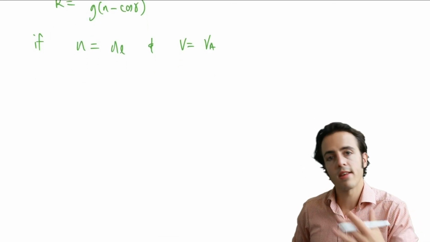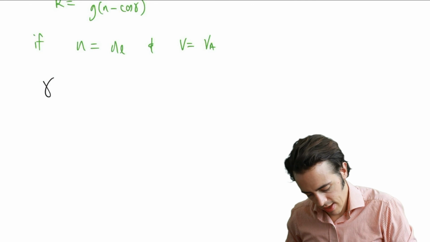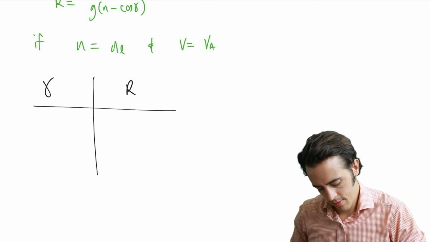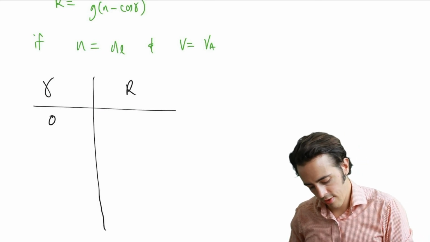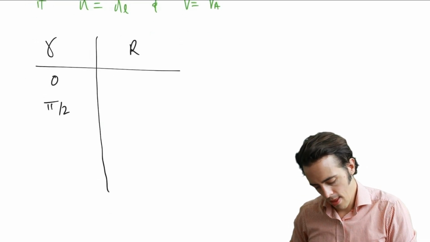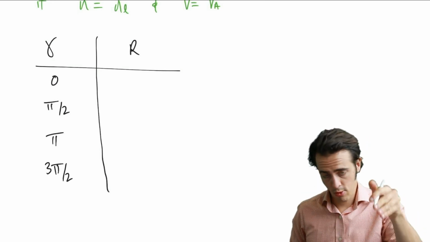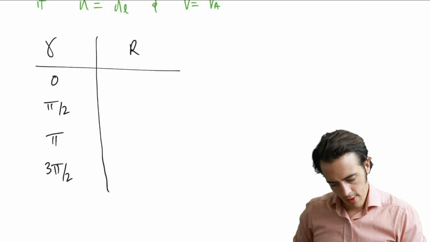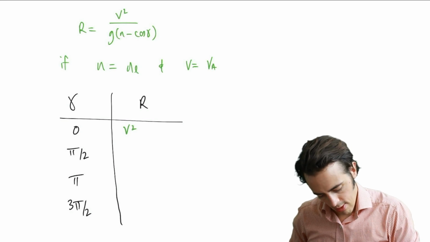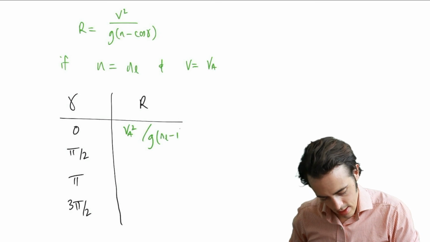Then we can look at tabulating the radius at different parts. Let's say for different gamma, which is our loop position, we can define the radius. So it's 0, which is the loop entry. We've got pi on 2, which would be a quarter of the way around the curve. Pi, which would be the very top of the curve. And then 3 pi on 2, which is a quarter of the way back down again. So let's keep our expression up. We've got VA squared divided by g times NL minus 1.